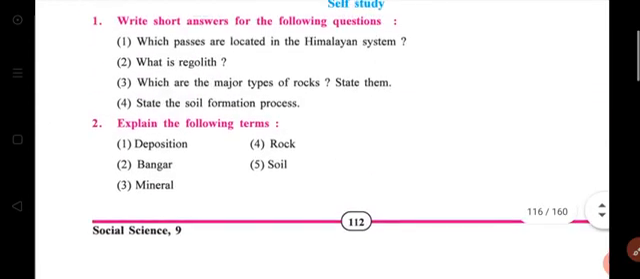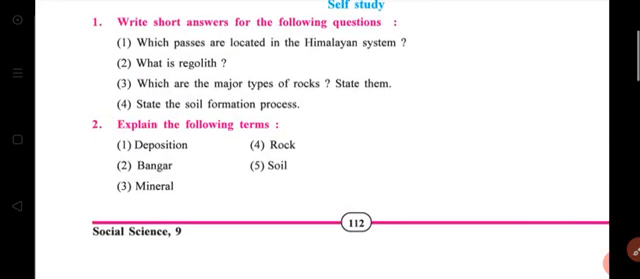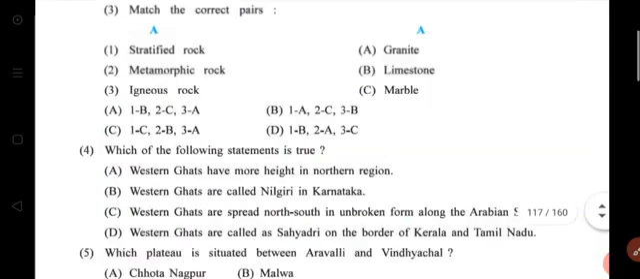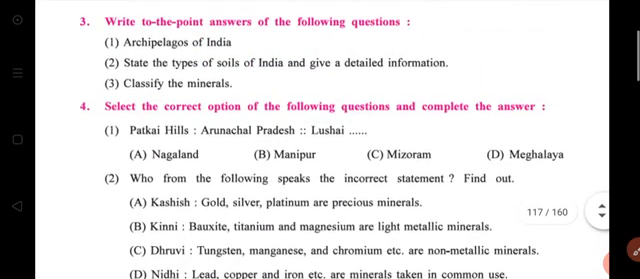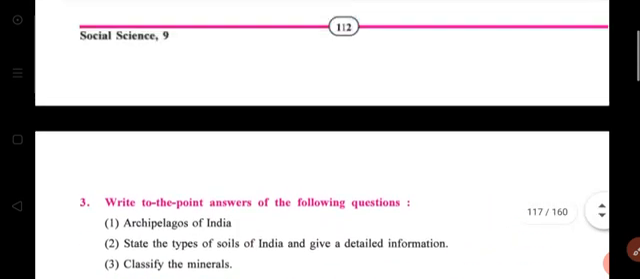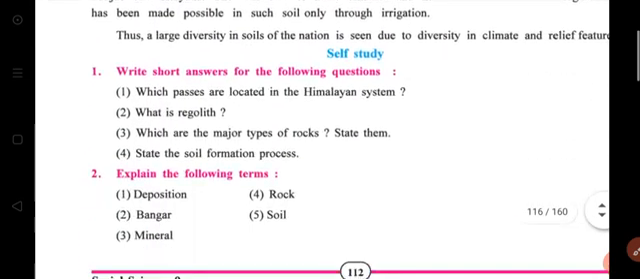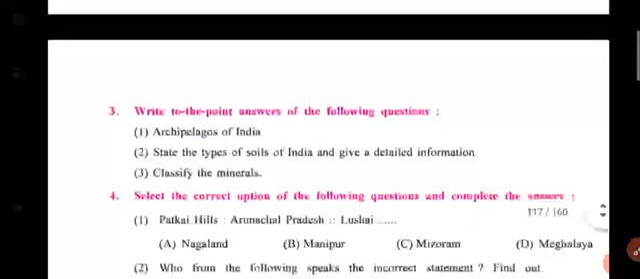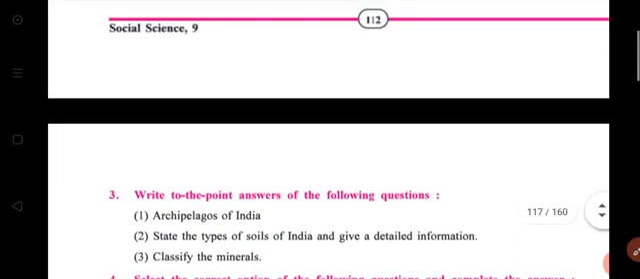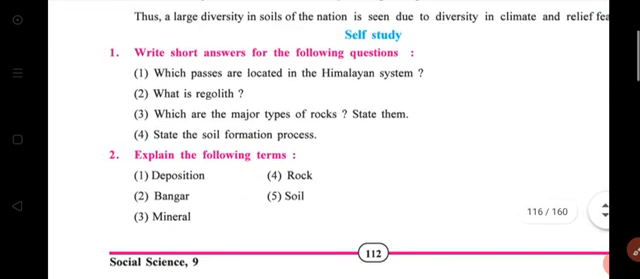And from the exercise, in your fair note, write these MCQs and explain the following terms: rock, soil, bangar, mineral, and deposition. Write all the terms, total 5, and just the MCQs. You don't need to write the 2 to 3 point answers and short answers.